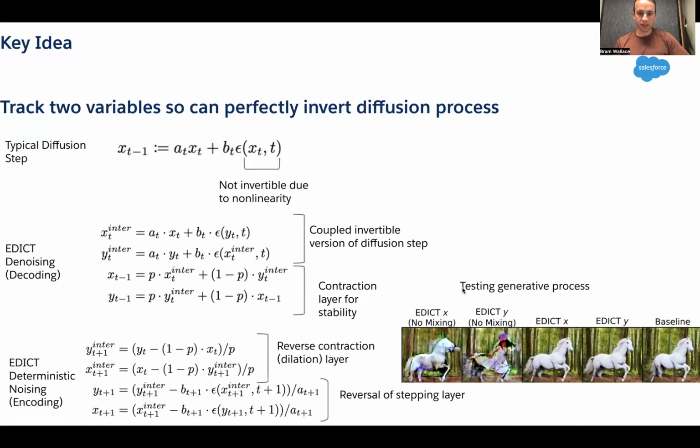We test this generative process on the right, setting x_t equal to y_t at the start. That would be the same as our x_t in the diffusion process, and you generate forward. If we don't have this mixing layer or the contraction layer, we see that this doesn't work as well. But if you have this contraction layer, EDICT looks pretty much identical to the baseline. So by adding a second step at each diffusion time step, a second UNet call, we're able to replicate this process while keeping everything invertible, as shown on the left.